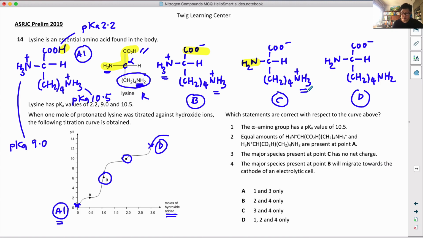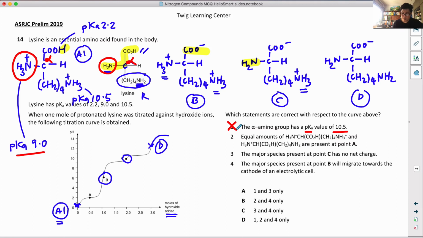Let's run through the answers now. Which statements are correct with respect to the curve above? The alpha amino group has a pK value of 10.5. What do I mean by the alpha amino group? This is the alpha carbon, so the alpha amino group is this amino group. They say it has a pKa of 10.5. But the alpha amino group, once it's protonated, is an acid with a pKa of 9.0. This one says 10.5, so it's actually wrong.